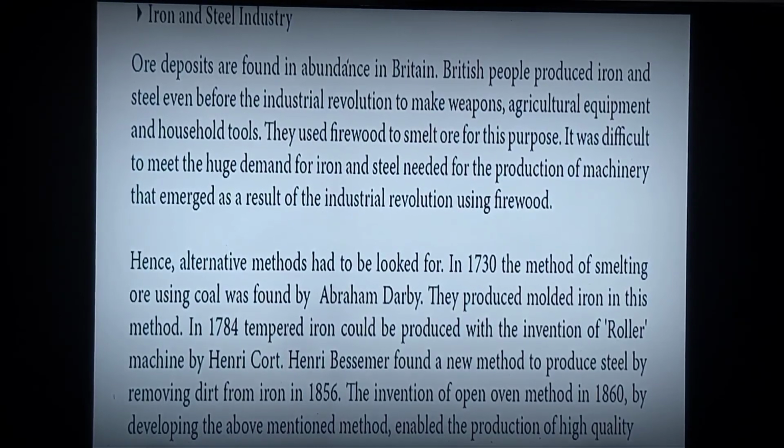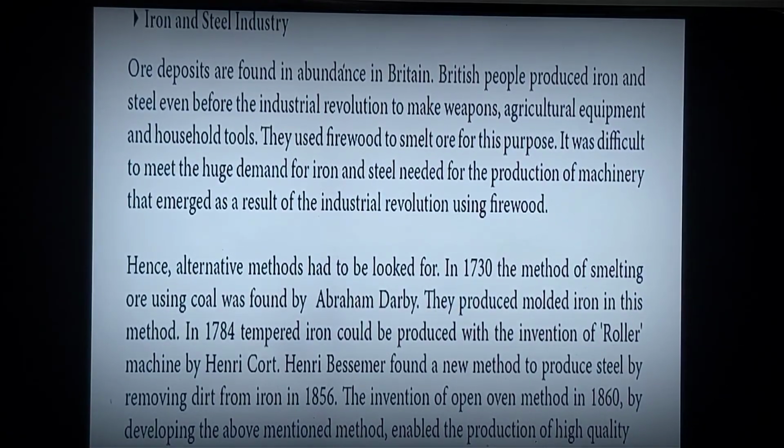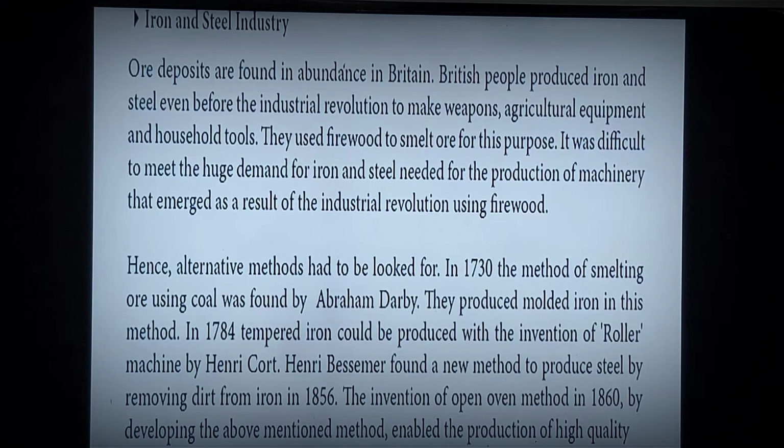Iron and steel industry. All the deposits are found in Britain. British people produced iron and steel even before the Industrial Revolution to make weapons, agricultural equipment and household tools. They used firewood to smelt ore for this purpose. It was difficult to meet the huge demand for iron and steel needed for the production of machinery as a result of the Industrial Revolution using firewood.